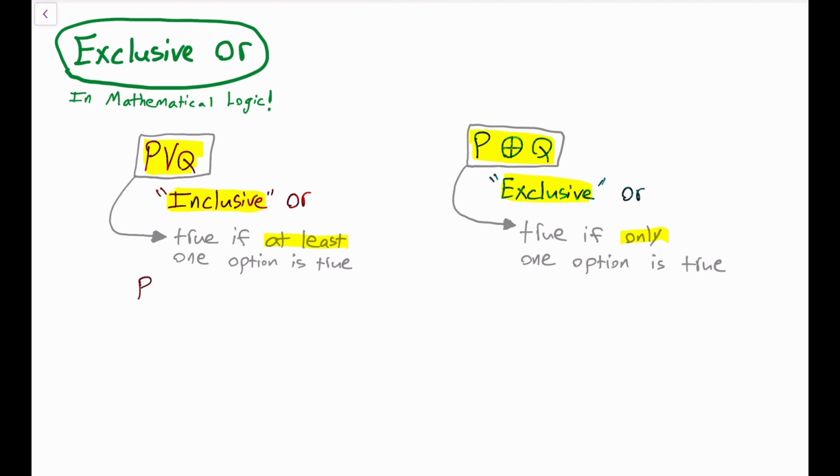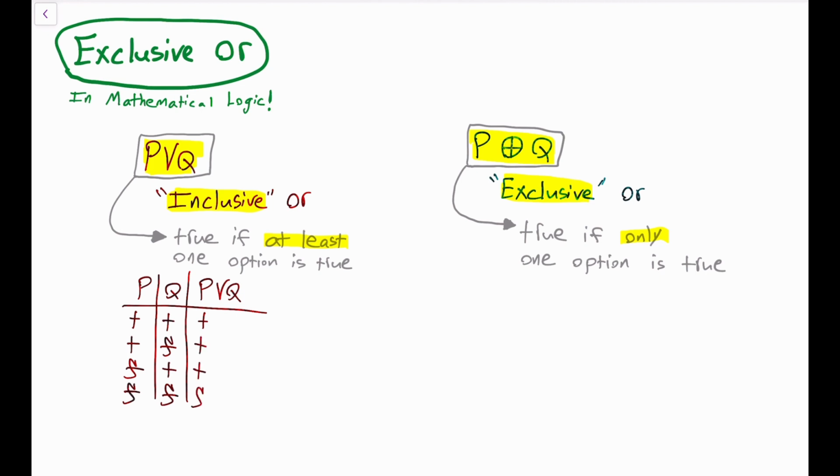We have the atomic sentence P, we have the atomic sentence Q, and then the molecular sentence P or Q. P can be true, Q can be true, P can be true, Q can be false, P can be false, Q can be true, and P can be false, Q can be false. True or true is true, true or false is true, false or true is true, and false or false is false.